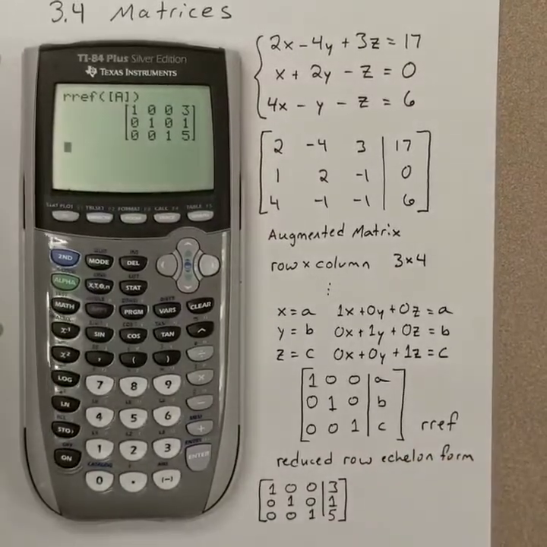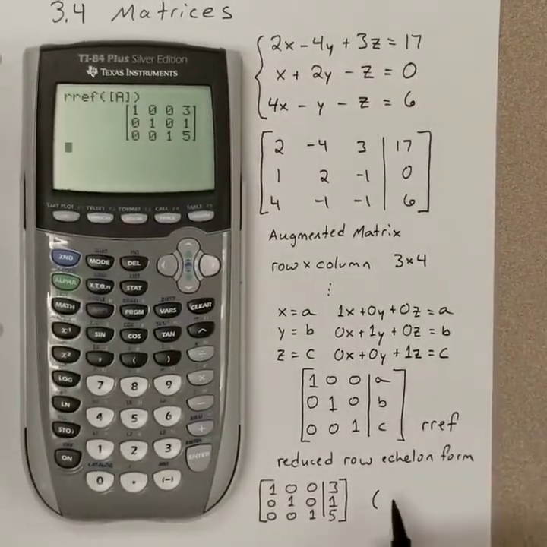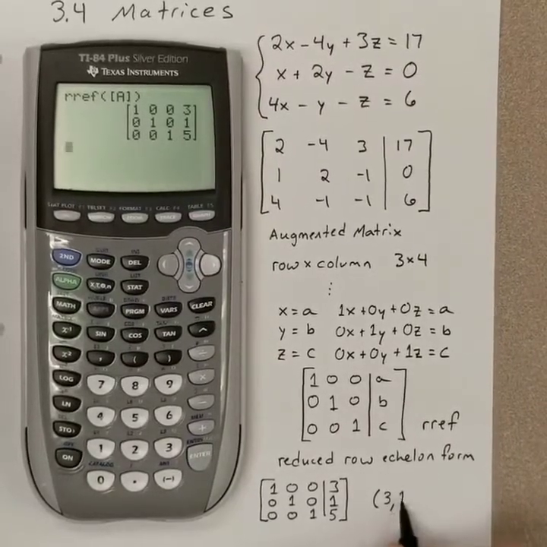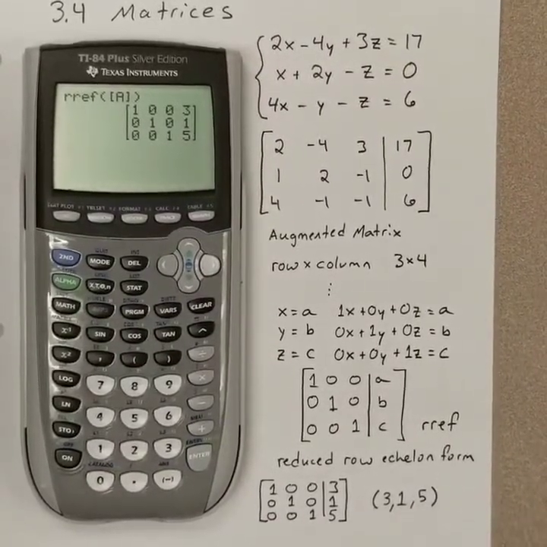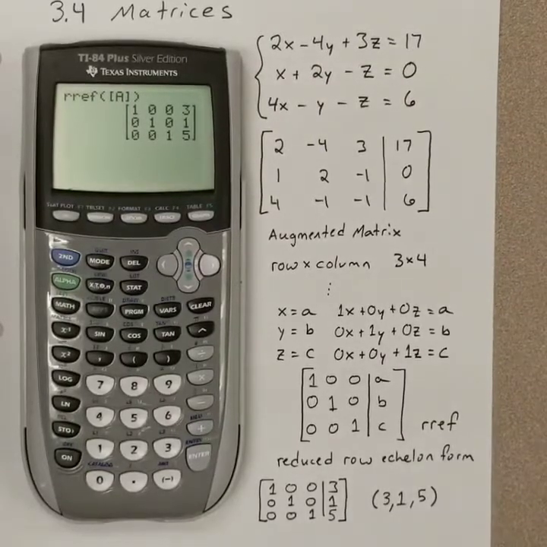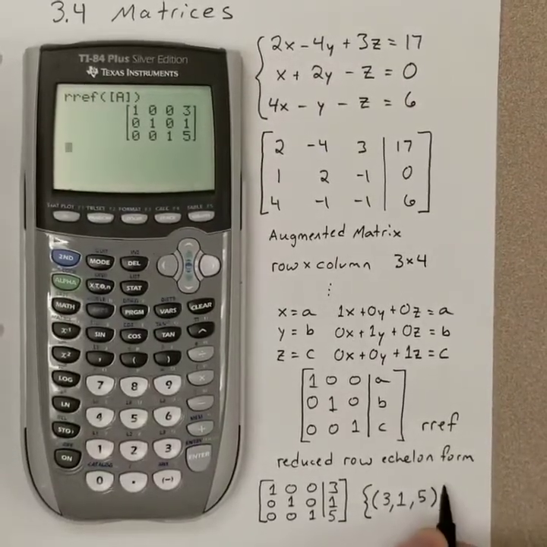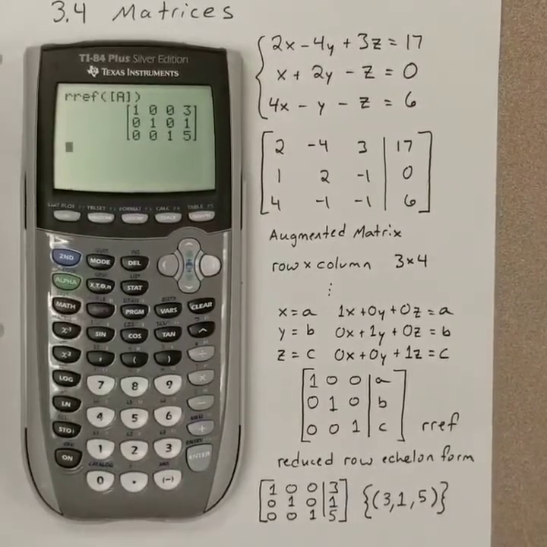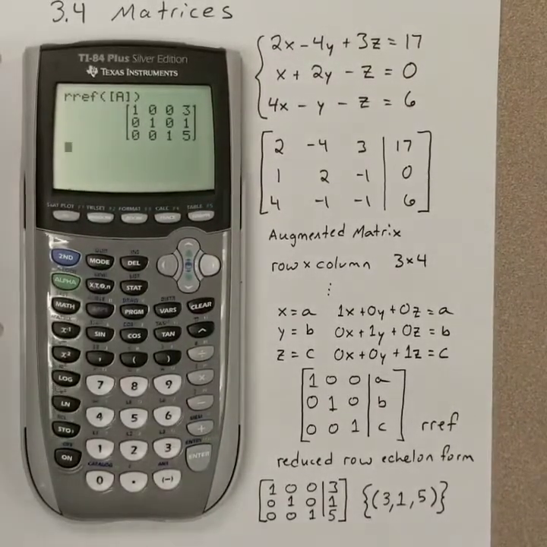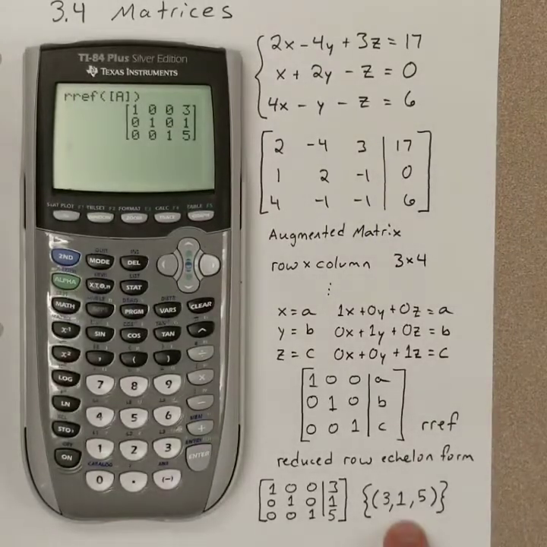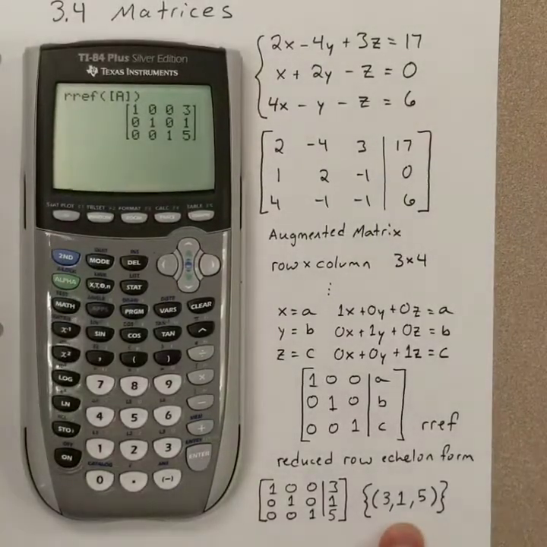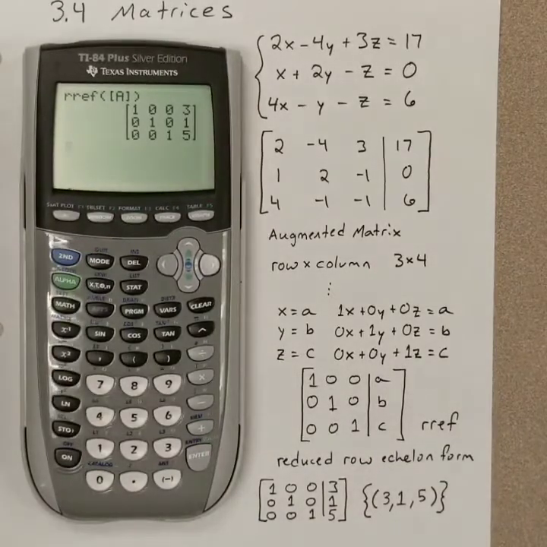that tells me that the solution is the ordered triple 3, 1, 5. Okay, and therefore the solution set is the set containing that ordered triple. Again, we always want our solutions to be in set form. Now that answer should match up with the one that we found by hand in the previous section, and indeed it does.